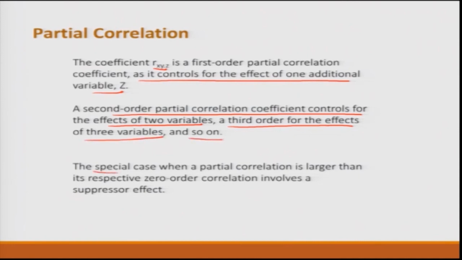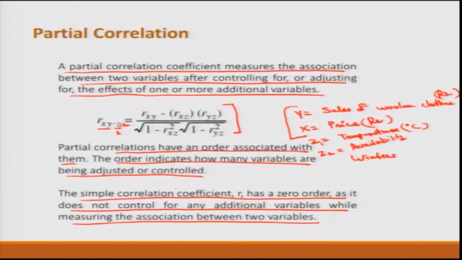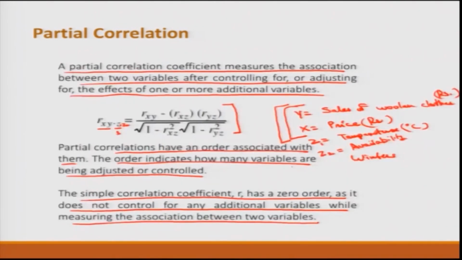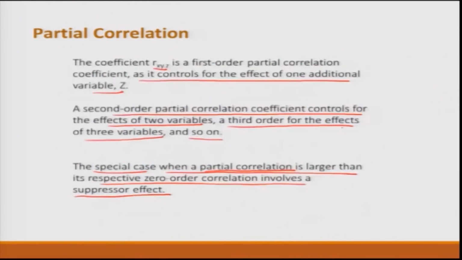A special case when partial correlation is larger than the respective zero order correlation involves a suppressor effect. Suppressor effect means, since we were talking about these two as primary variables, but if Z, temperature, is affecting the sales so much that this partial correlation coefficient is higher, then this is suppressing my other primary variable, price. Temperature is suppressing the price.